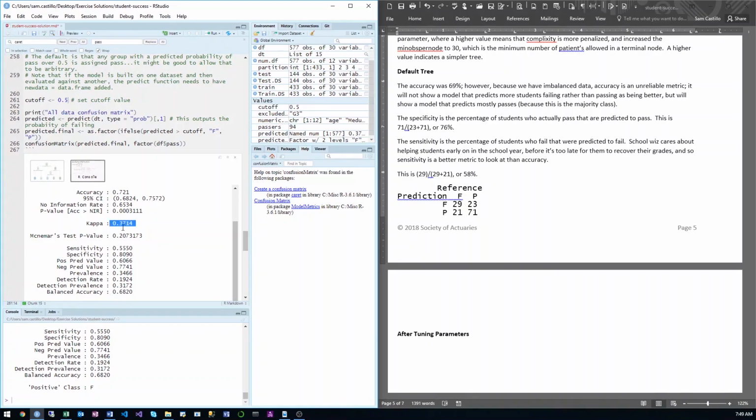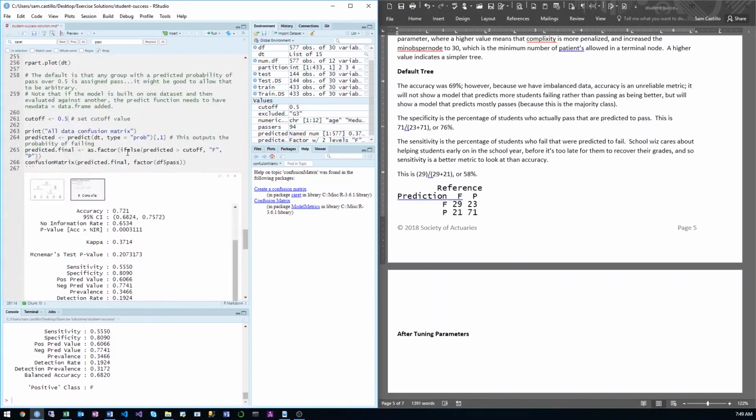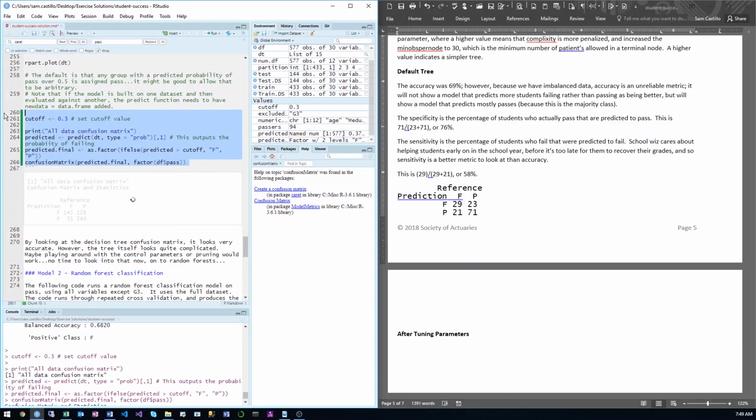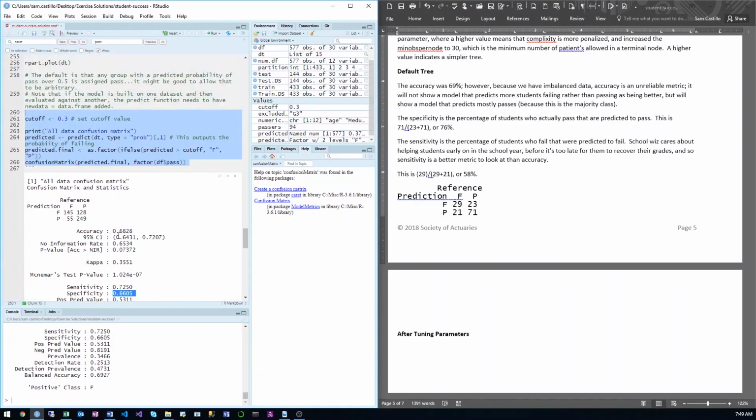You can also look at the kappa value. Kappa here is 32. So for kappa, it's between 0 and 1. Higher is better. So here kappa is 33. Here kappa is 37, which is better. So if I try changing this cutoff value, I can keep the model parameters the same, but my sensitivity will change. So here it's 66%.